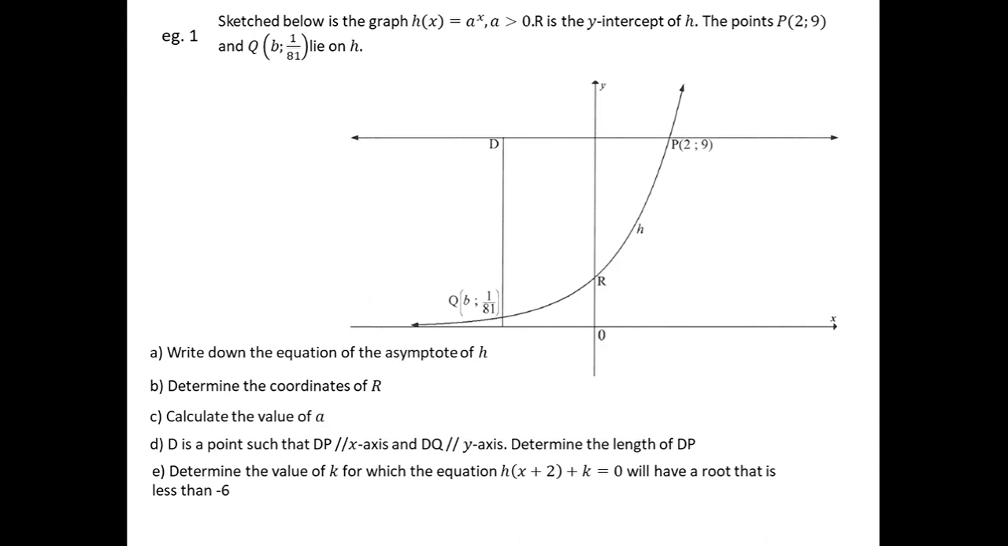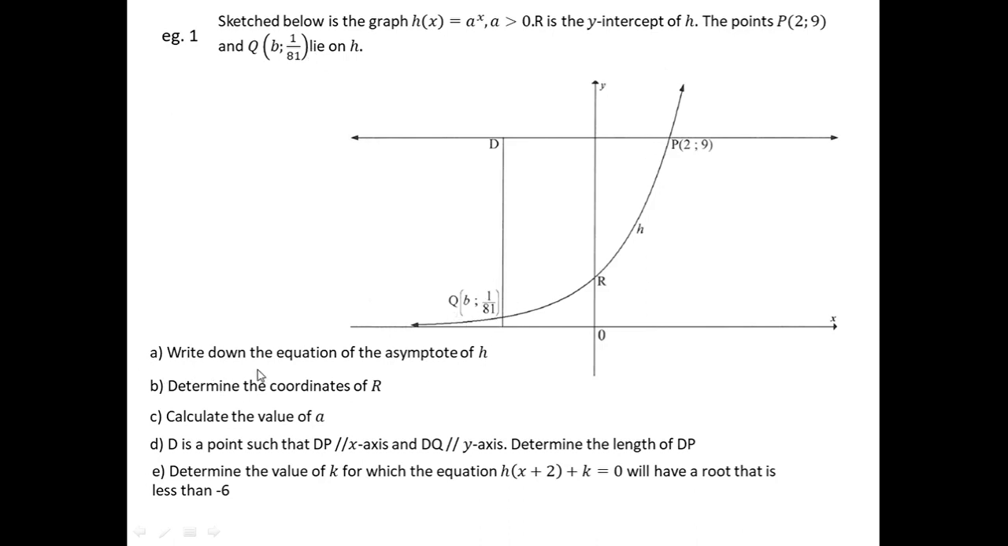There is a graph. Sketched below is the graph of h of x equals a to the power x. That, ladies and gentlemen, is an exponential graph, so it must be this fellow here. There it is. It tells us that a is greater than 0. We know as much because look at the shape of it. R is the y-intercept of h. There it is. The points P and Q lie on h. So there's P and there's Q.